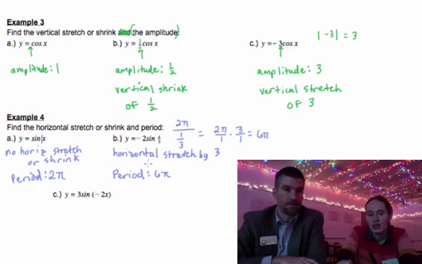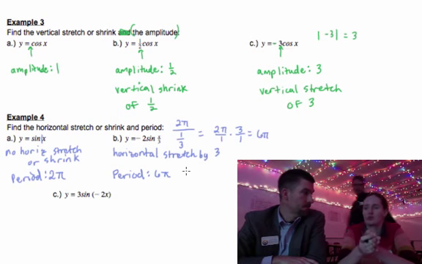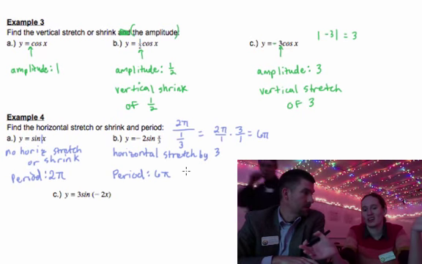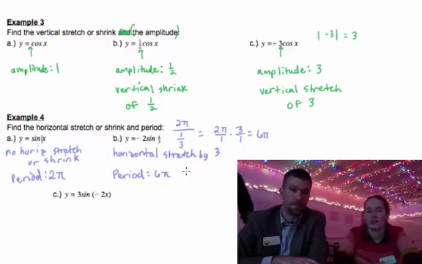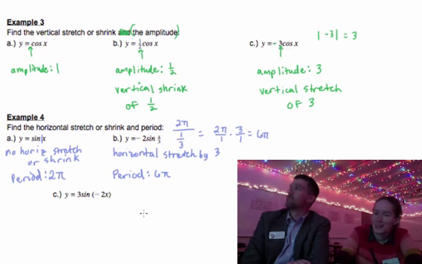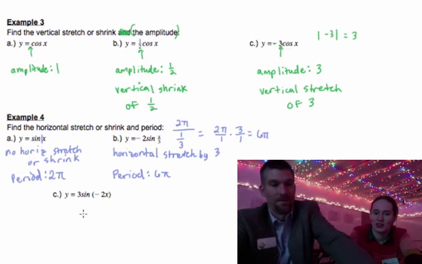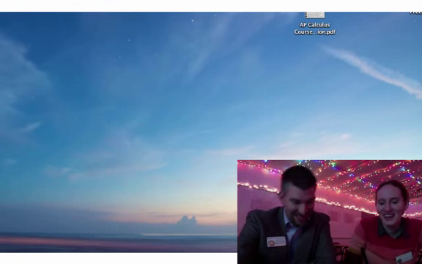If you look at the period first and figure that computation out, 6 pi, doesn't it make sense that it horizontally stretches, because 6 pi is longer than 2 pi? What do you think, Mr. Boulware? Yes, horizontally stretch, totally. Or vertically shrink.